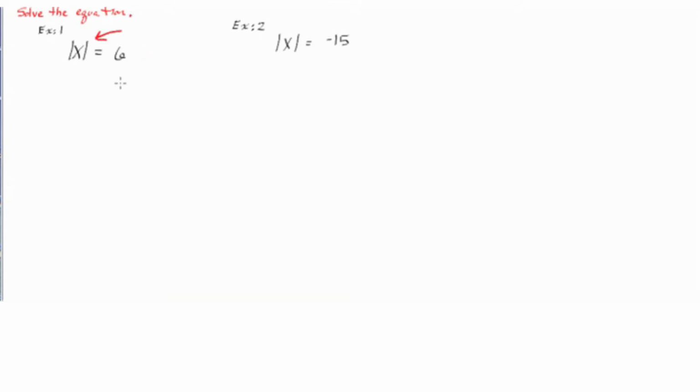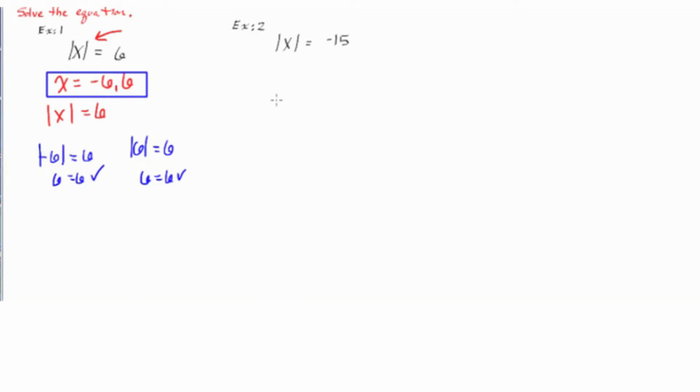The absolute value of x equals 6. So we know that the values could be positive or negative 6. If we substitute this back into the equation, we get the absolute value of negative 6 is 6, and the absolute value of 6 is 6.